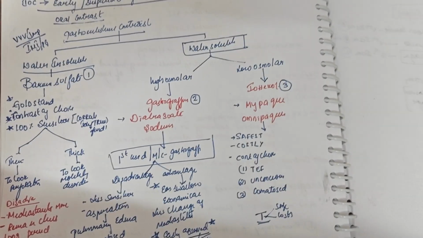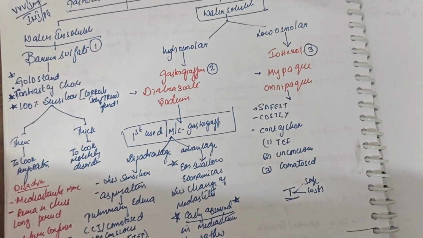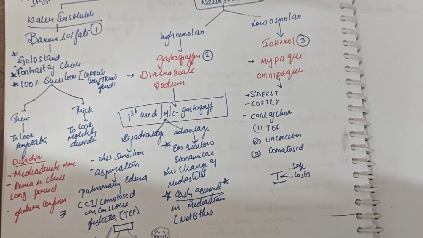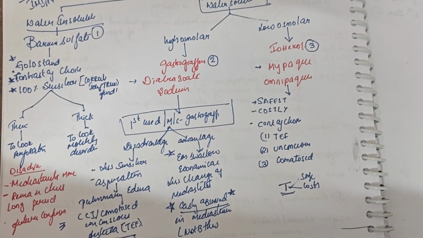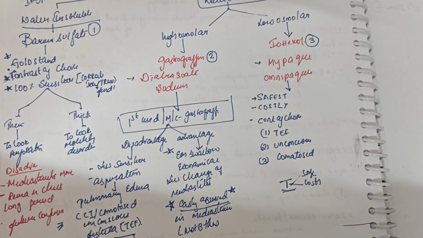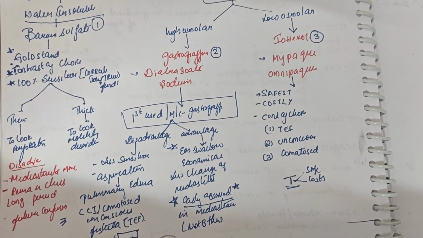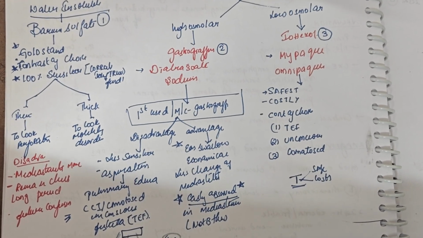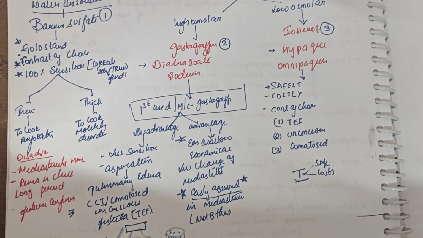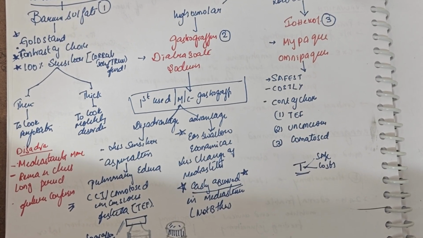That's a point we need to understand. It's 100% sensitive. What do you mean? It correctly identifies whether the perforation has happened or not. In barium sulfate, the thin type is used to look for perforations, and the thick type is used to look for motility disorders. So thin barium sulfate is used for perforations, and thick is used for motility disorders.